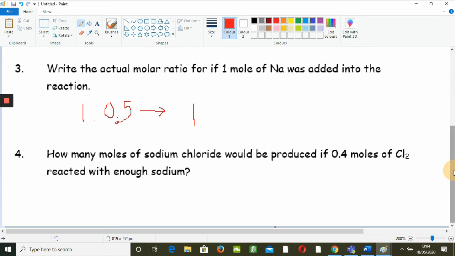For the next one, numbers are slightly more complicated. So it says how many moles of sodium chloride would be produced if 0.4 moles of Cl2 reacted with enough sodium. So Cl2 was here. I'm just using the equation above. And this was sodium.